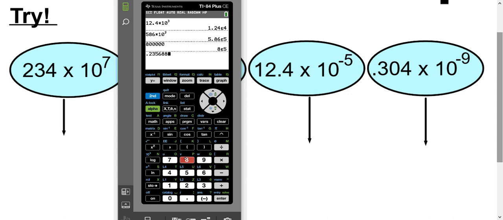Look, 0.23568, and so on. Press enter. That means 2.35688 times 10 to the negative first. I probably should have shown you that first, huh? Nah, by hand is great too.